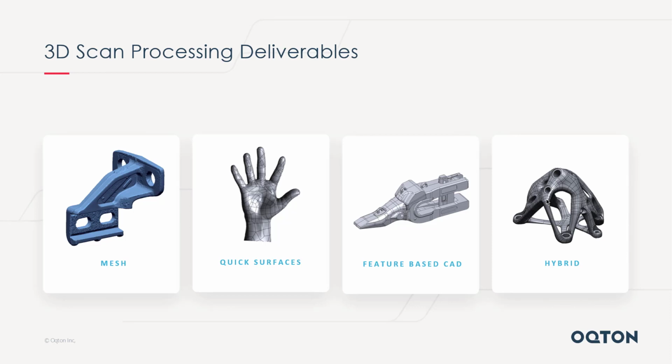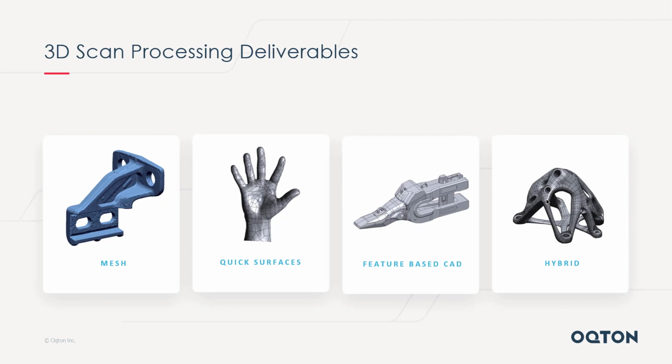I can't make changes to those hole locations with meshes. The next one is quick surfaces. Maybe I want to run a CNC toolpath across this. Well, most CNC software will not run toolpaths across mesh surfaces, but they will off of non-uniform rational B-splines, or NURB surfaces. So we can wrap those quick surfaces around a mesh and then take it over to a CNC software and output a toolpath to be able to cut that hand, right?